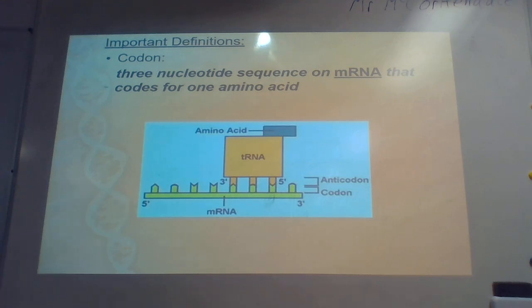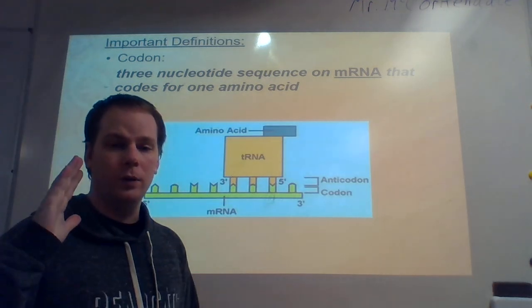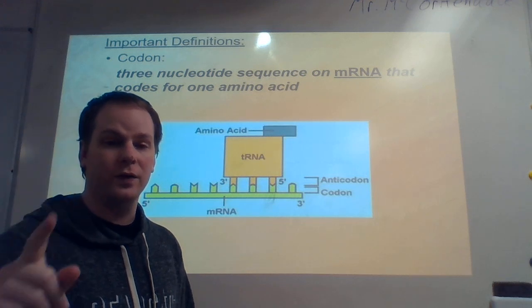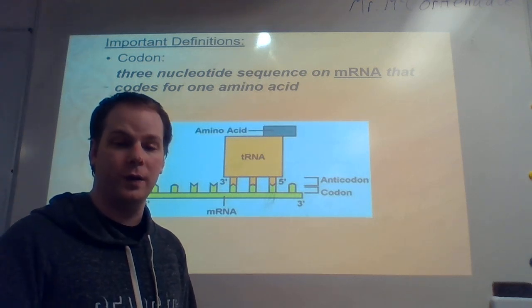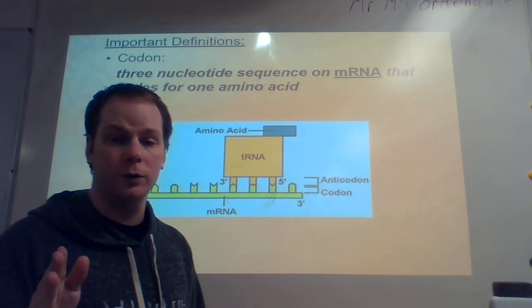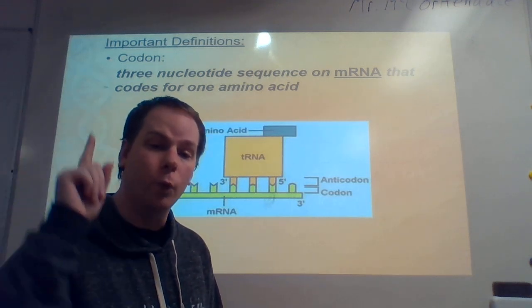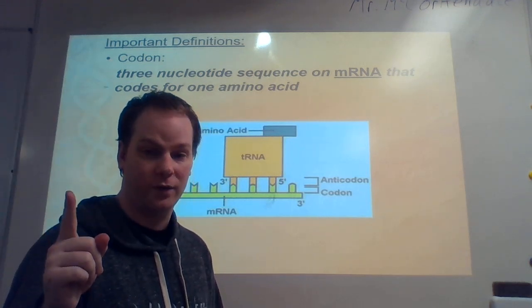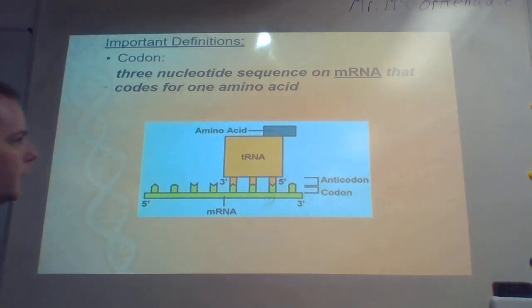So the codon is a 3-nucleotide sequence. It codes for one specific amino acid. One amino acid can have multiple codons that it will match with. But every codon must pair with one specific amino acid. Okay?